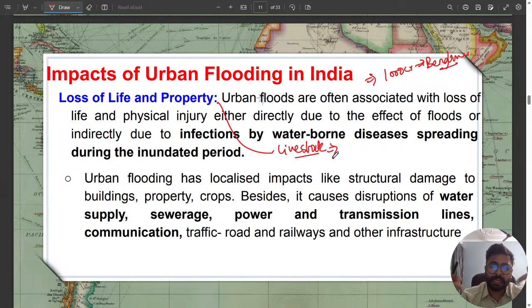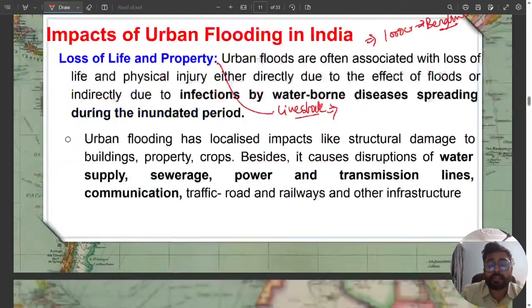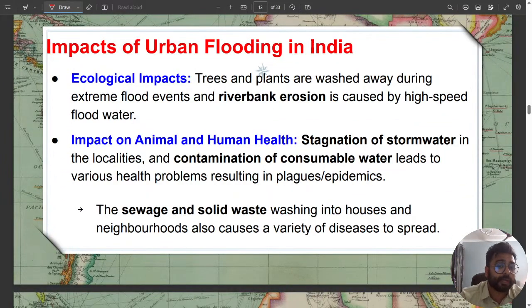Adding to this, you will face the spread of diseases. Water is everywhere, but you cannot drink that water. So it will create problems of basic amenities. Waterborne diseases and other communicable diseases will start spreading in that region. Okay, so these are the impacts. Then what are the other impacts? Ecological impact. Urban floods will wash away your trees and plants. It will cause more erosion because of the high speed of water, and thereby it can further increase the chance of flooding in the next season because the banks are getting eroded.